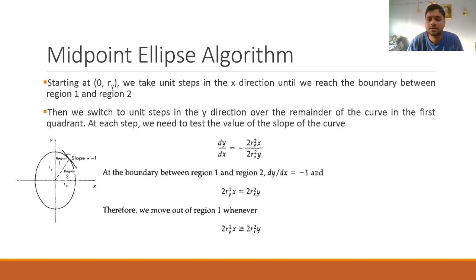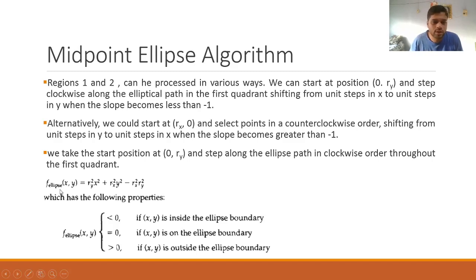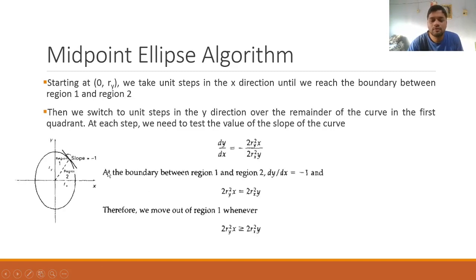So the slope of the curve is identified by differentiating the curve equation, the ellipse equation, with respect to x. If we differentiate that equation, we get dy by dx. Which equation am I talking about? The equation that we just derived over here, the ellipse equation. We differentiate with respect to x, and we get dy by dx is minus 2 ry square x divided by 2 rx square y.